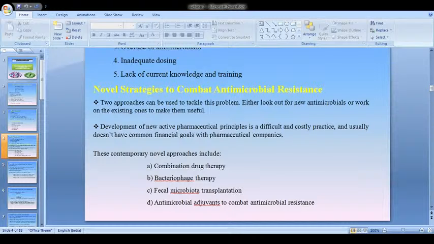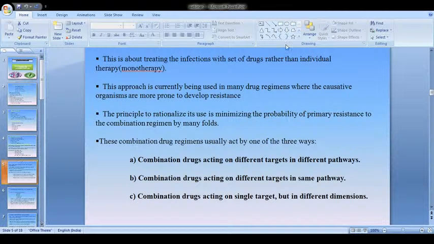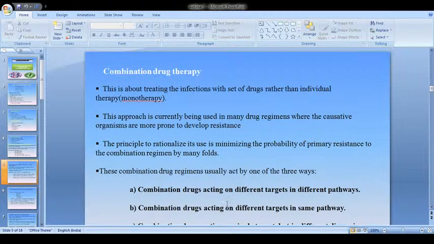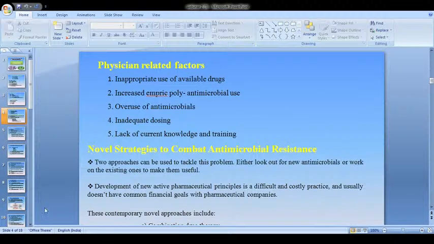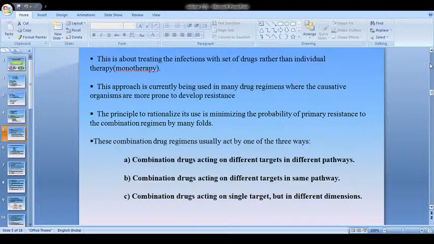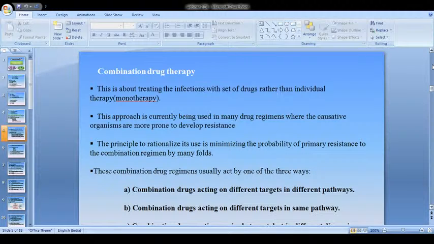The first one is combination drug therapy. Combination drug therapy is about treating the infection with a set of drugs rather than individual therapy, that is monotherapy. This approach is currently being used in many drug regimens where the causative organisms are more prone to develop resistance, such as mycobacterium tuberculosis, human immunodeficiency virus, and plasmodium parasitic infections, to prevent the development of resistance against these pathogens.